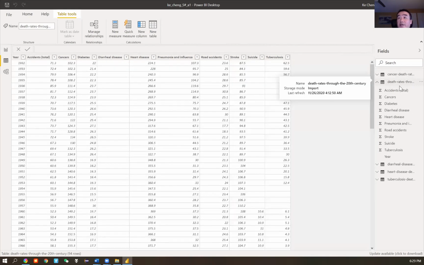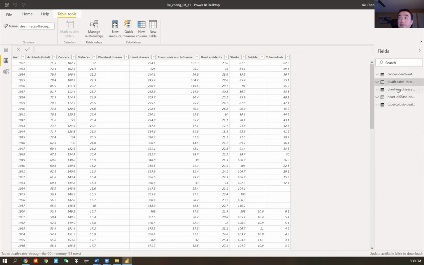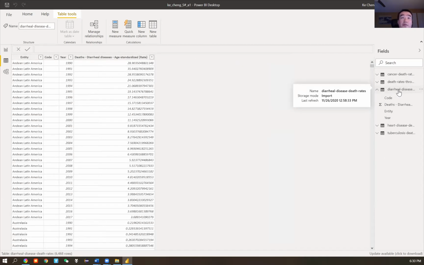The second dataset is the death rates through the 20th century. We can see this data includes the year and the major types of death cause, including accidents, cancers, thyroid disease, heart disease, stroke, suicide, and so on. The third dataset is thyroid disease death rates. We can see the countries, the year, and the death rate of thyroid disease.